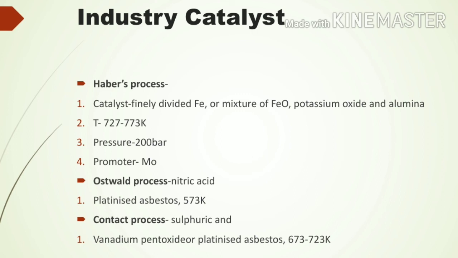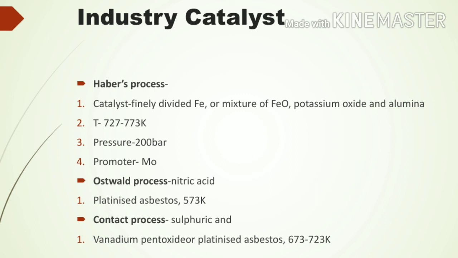Later we can go to the Ostwald process. You know what the Ostwald process is? Yes, it is the manufacture of nitric acid. What is the catalyst used? Platinized asbestos. In the Ostwald process, the catalyst is platinized asbestos and the temperature is about 573 Kelvin.